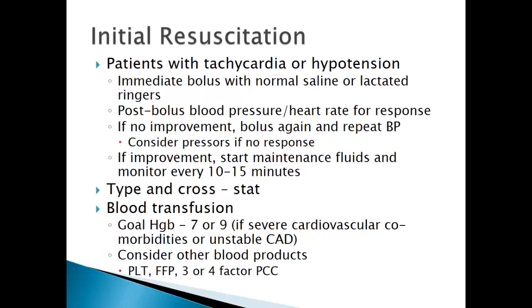Patients presenting with upper GI bleeding should have a type and cross. In terms of blood transfusion goals, the goal that we generally recommend is based on a pretty reasonable amount of recent data suggesting that a restricted blood transfusion strategy with a goal of 7 is associated with lower mortality, or 9 if you have severe cardiovascular comorbidities or unstable CAD. And then you want to consider other blood products: platelets, FFP, 3 or 4 factor PCC, or prothrombin complex concentrate, which I'll talk about later.